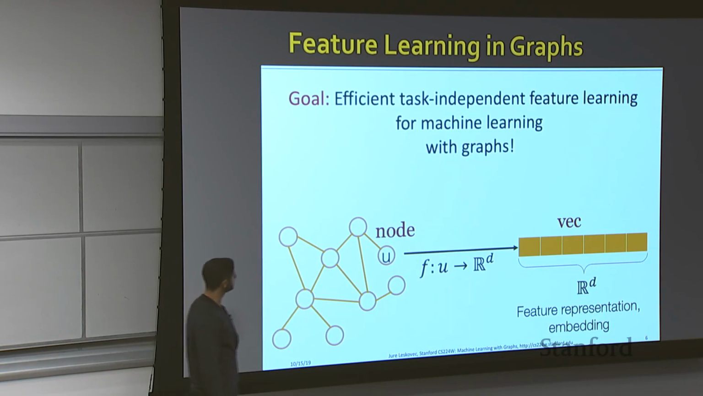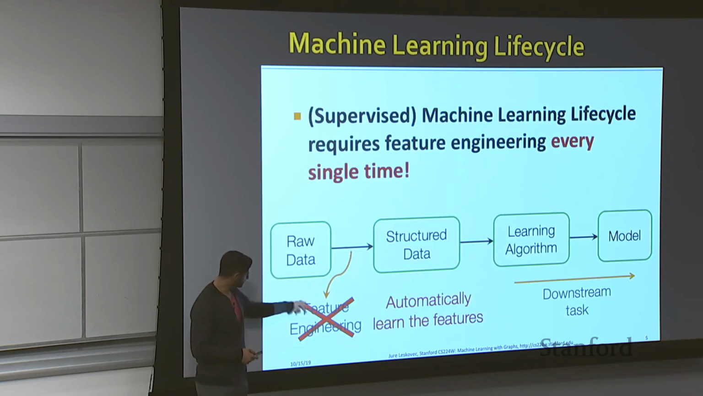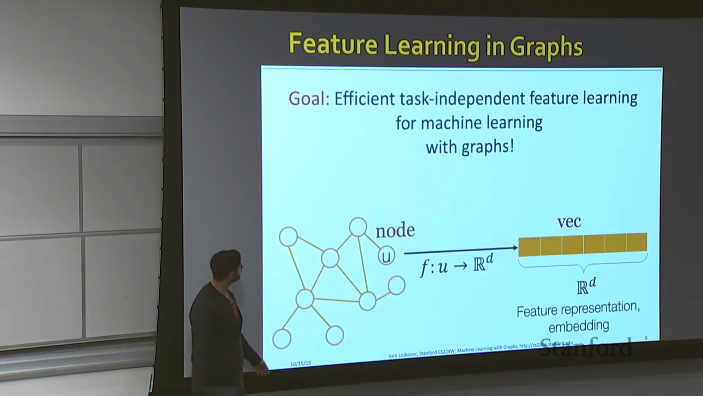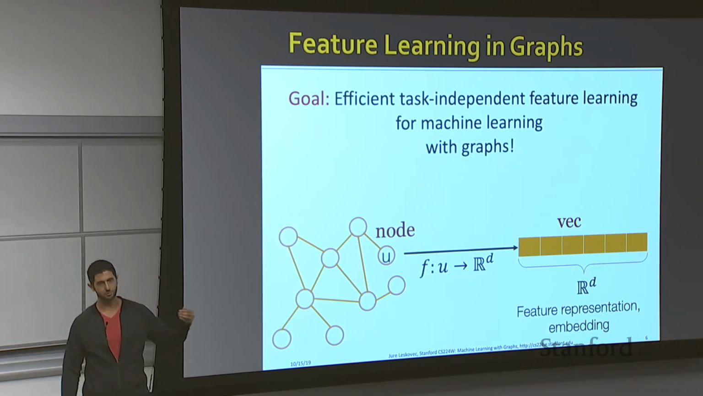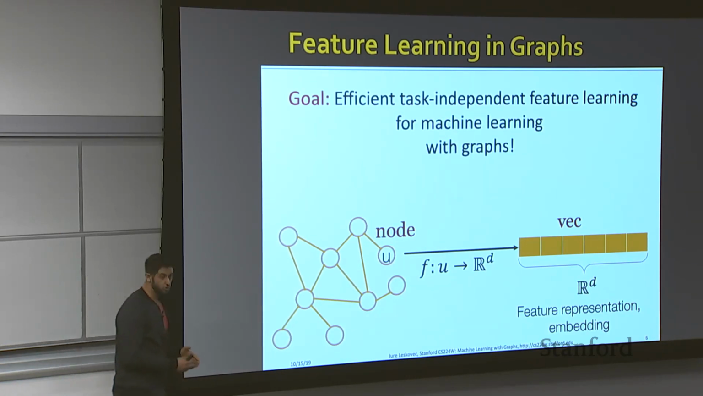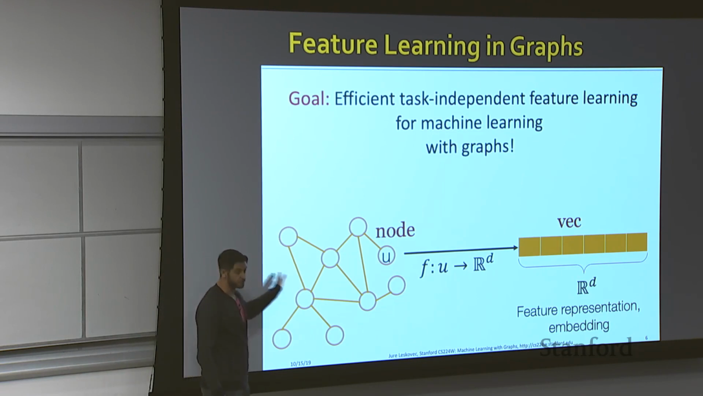So this is basically what we want to do. We want to have an efficient and task-independent feature learning for our machine learning with graphs. First of all, we want it to be efficient, right? So we don't want to waste all the time that I was mentioning before to do the feature engineering. And at the same time, we want it to be task independent. So regardless of what your downstream task is, ideally, we would like to have just one pipeline to do this automatic feature extraction.